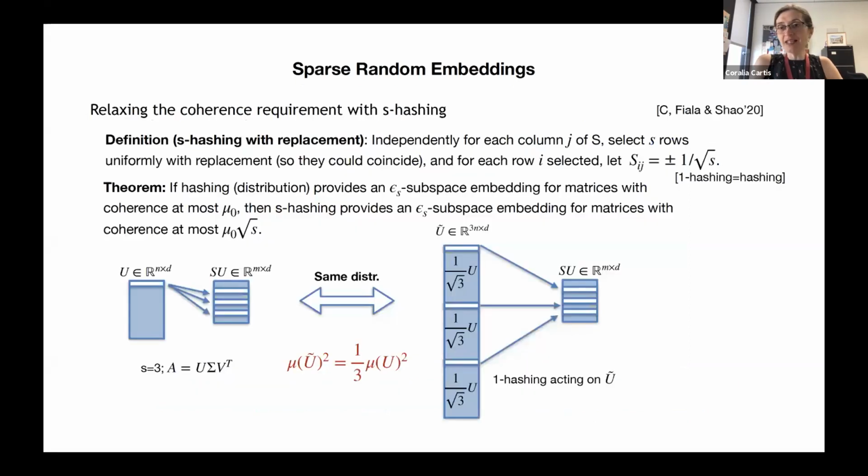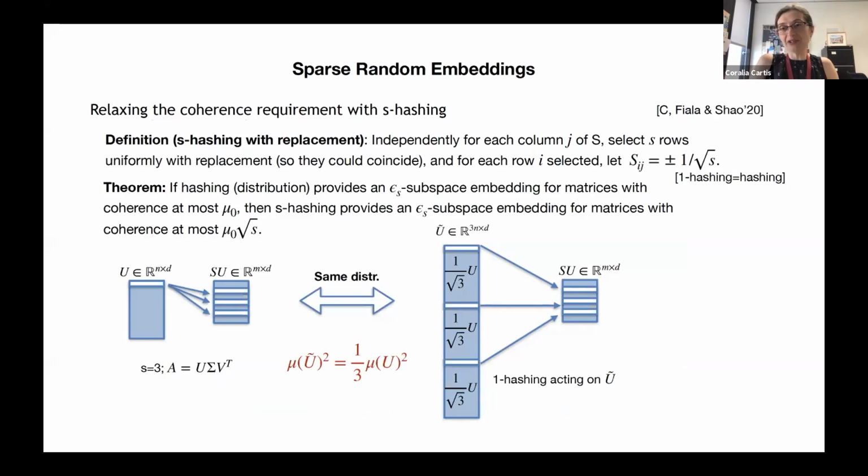How about if one has more than one non-zero per column in hashing? Well, you can, and then the robustness improves further. And we were able to show that if you have a sketching matrix with S non-zeros, then you can embed correctly matrices with coherence less than a given value times square root of S. So the coherence requirement relaxes by square root of S.